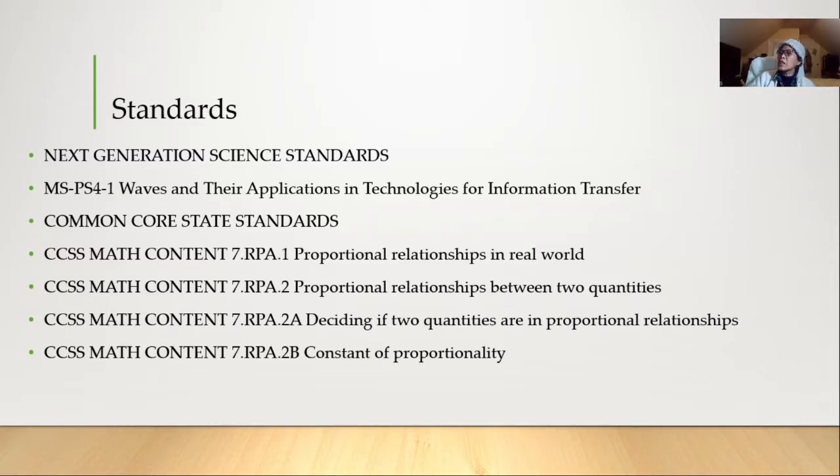Students who demonstrate understanding can use mathematical representations to describe a simple model for waves that includes how the amplitude of a wave is related to the energy in the wave. Common Core State Standards, CCSS Math Content 7.RP.A.1, analyze proportional relationships and use them to solve real-world and mathematical problems. 7.RP.A.2, recognize and represent proportional relationships between quantities. 7.RP.A.2a, decide whether two quantities are in a proportional relationship. 7.RP.A.2b, identify the constant of proportionality.